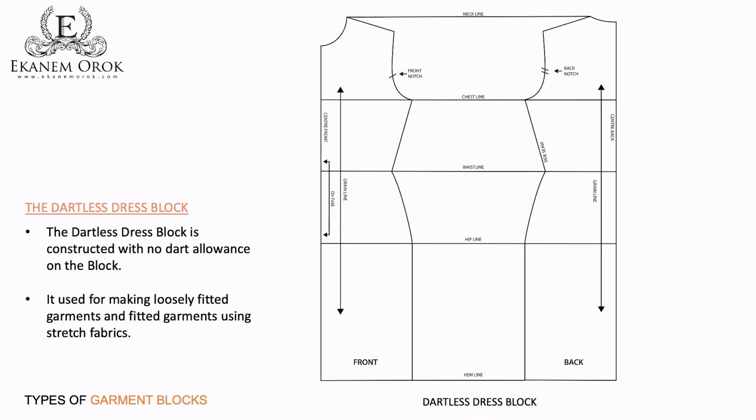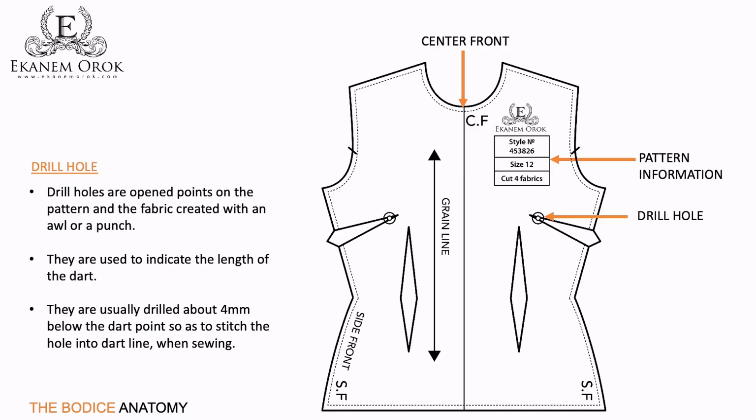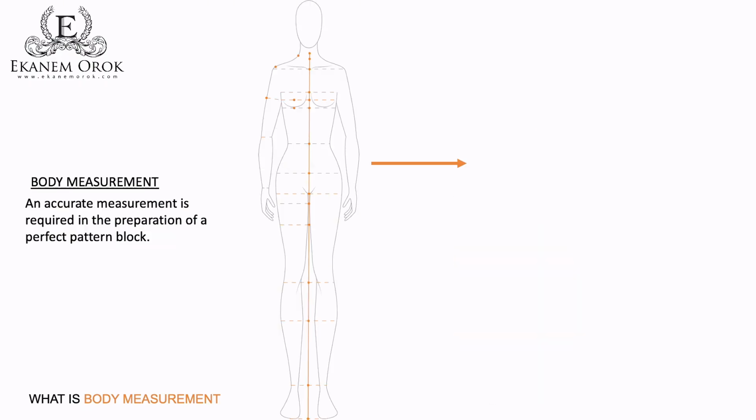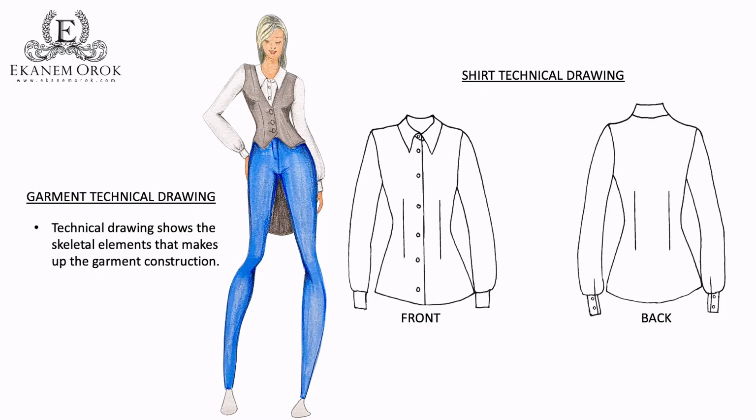In section 10, you'll learn about blocks and patterns. In section 11, you'll learn about pattern anatomy. In section 12, you'll learn about pattern symbols. In section 13, you'll learn about body measurements. In section 14, you'll learn how to interpret garment technical drawing for pattern making.